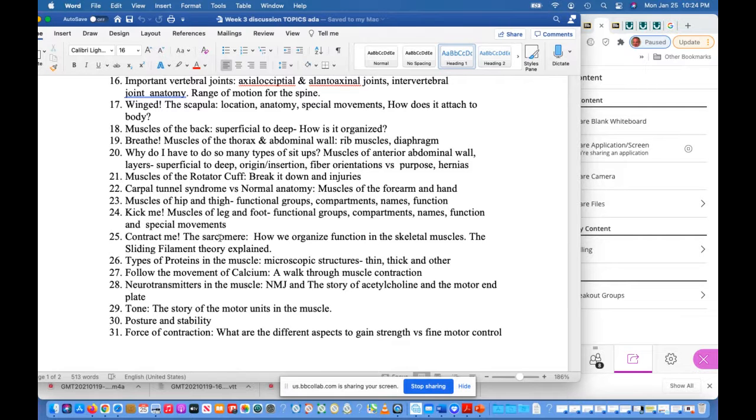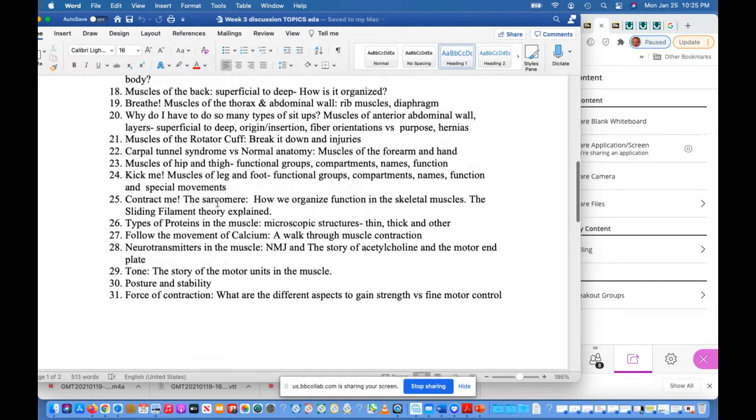You heard me talk about the sarcomere. This is the functional unit of muscle. I think I have a video on that as well, talking about actin and myosin and troponin and tropomyosin and acetylcholine and calcium and the sarcoplasmic reticulum and the synaptic cleft. These are all really important terms. Transverse tubules. These are all things you're going to hear.